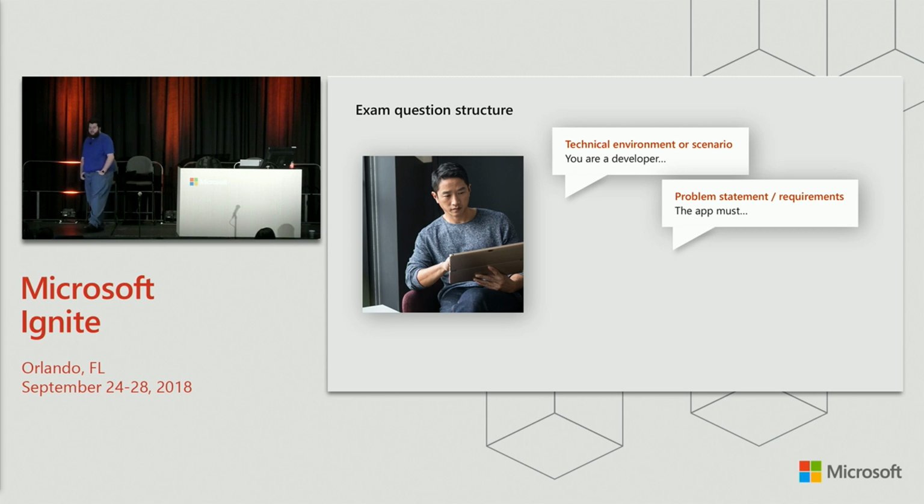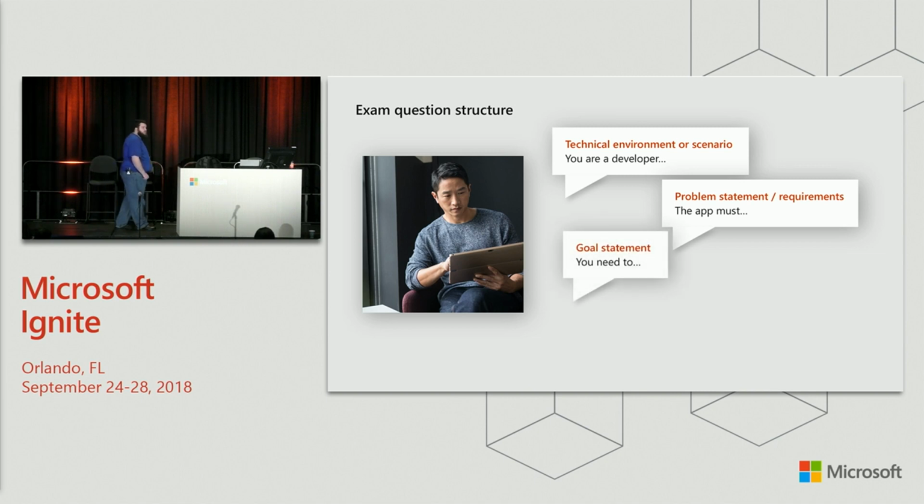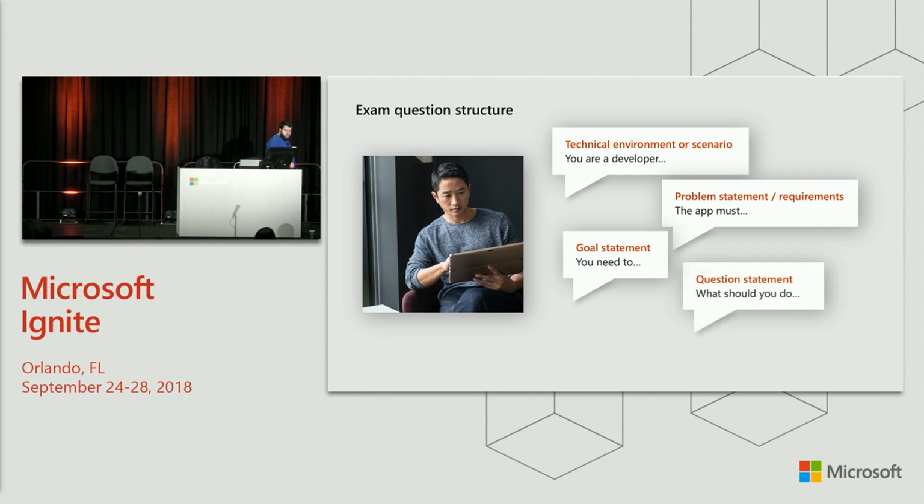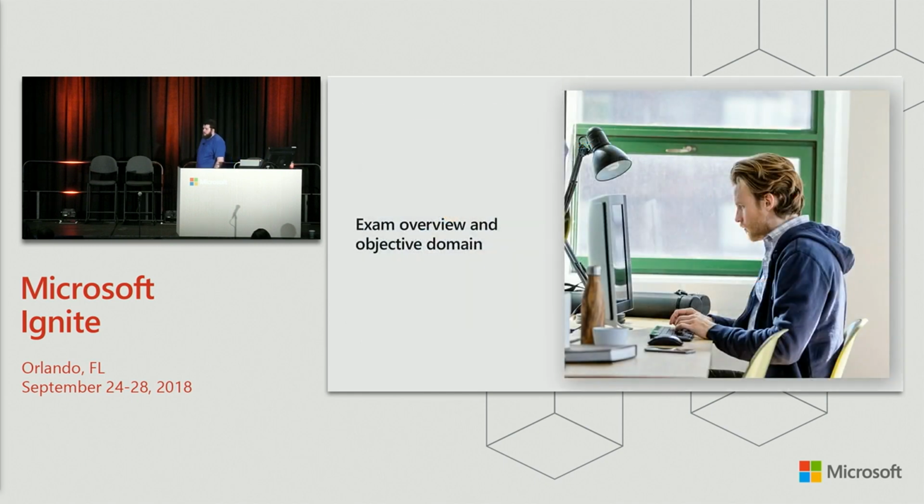So an application needs to be able to scale. An application needs security to block certain ports. And then a goal statement. So you need to deploy the app, you need to configure the app, you need to meet the security requirements. And then the final part is just what should you do, what should you create. All of the exam questions on both of these exams follow the same structure. So they're all meant to be straightforward, easy to read, easy to understand. So again, if something's not, please do provide those comments.